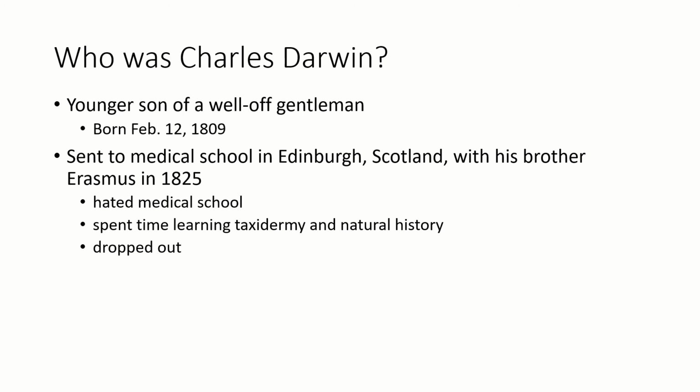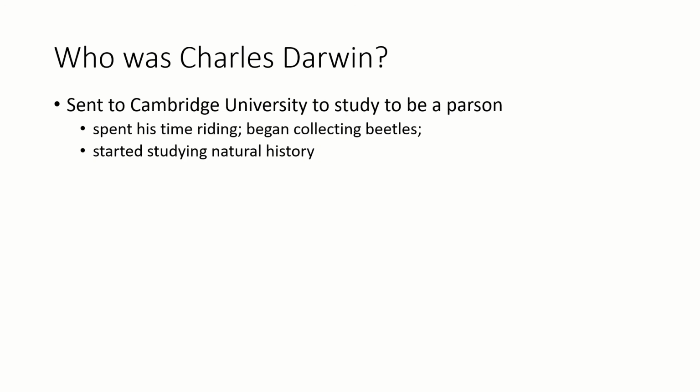He dropped out. He actually spent most of his time with others who were interested in the natural world, learning natural history, learning about organisms, learning how to look at the natural world. He learned taxidermy from a man who had been enslaved, who had bought his freedom. And eventually the whole family realized that Charles was not going to make it as a doctor. And so he was sent to Cambridge University to study to be a parson, or a religious person. And he really was not interested in that at all.